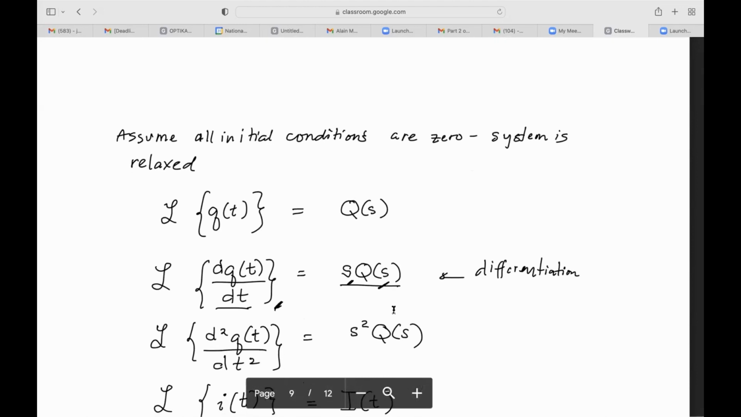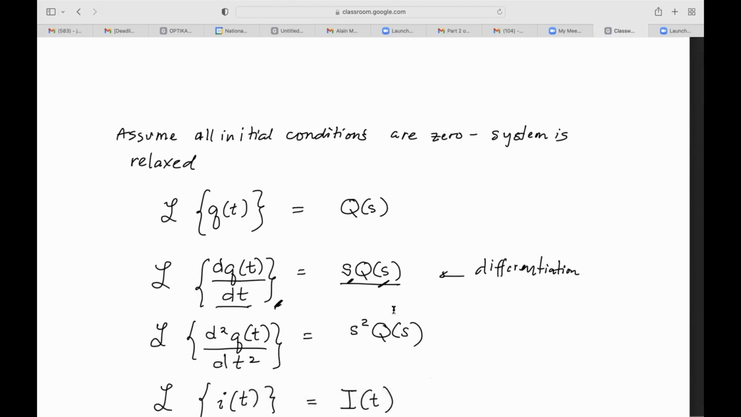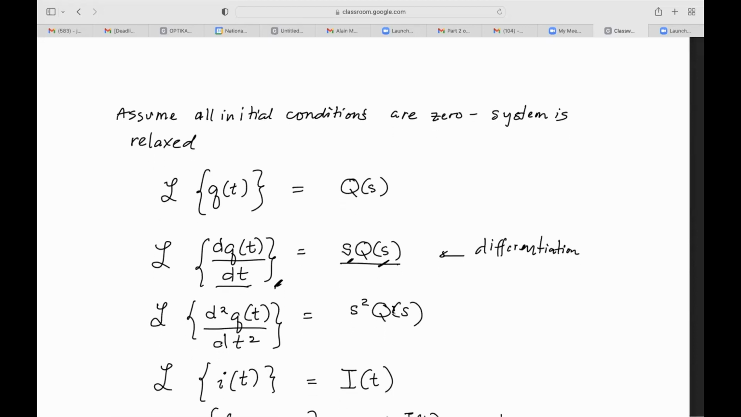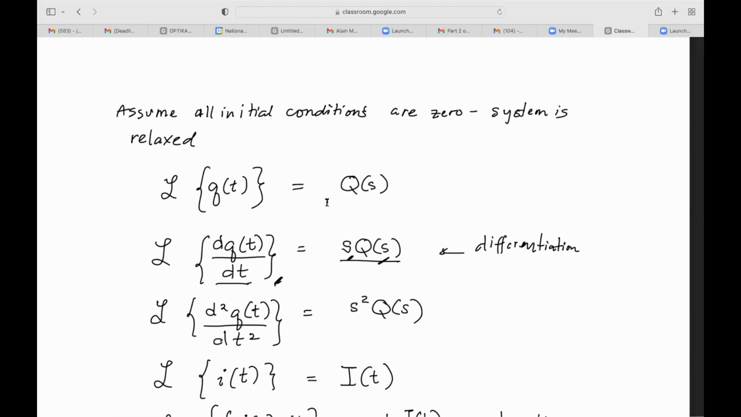Now, assume natin na all initial conditions are zero. In other words, in parlance, this means the system is relaxed. Walang nakastore sa kanyang energy, no? Its initial velocity is zero, its position is at zero, wala siyang acceleration.